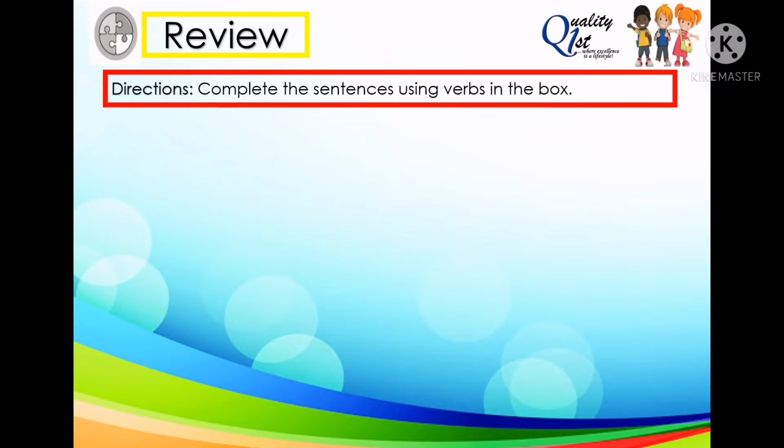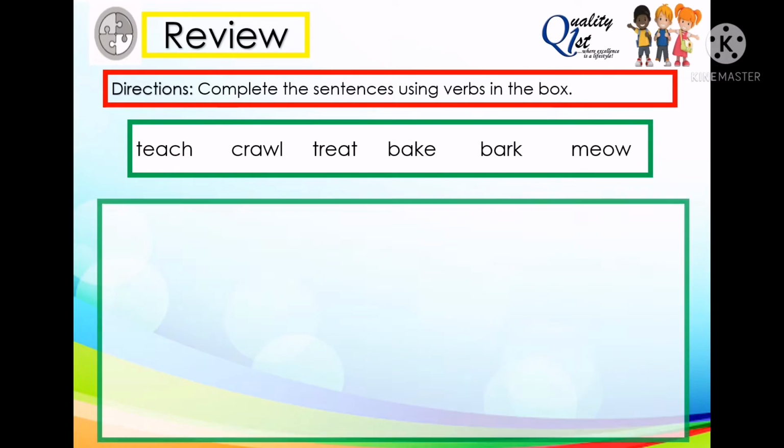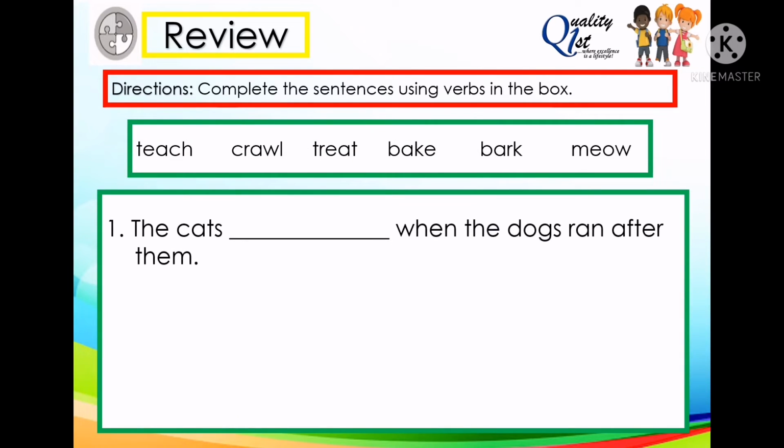But before that, let's have a short review of what you have learned last time. Directions. Complete the sentences using the verbs in the box. Okay? Now the verbs are teach, crawl, treat, bake, bark, and meow. Now for number 1, the cats blank when the dogs ran after them. The correct verb is, well done, kids, meow.